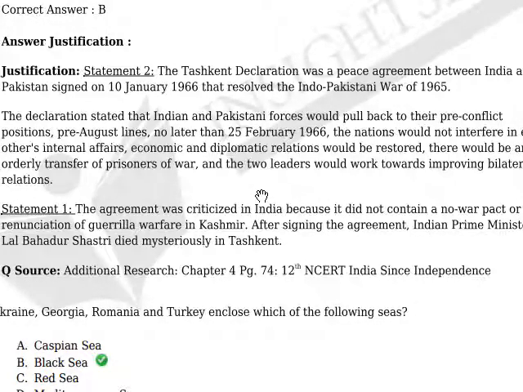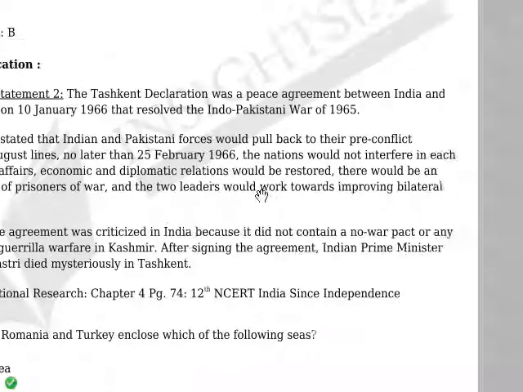And statement 1: the agreement was criticized in India because it did not contain a no-war pact or any renunciation of guerrilla warfare in Kashmir. After signing the agreement, Indian Prime Minister Lal Bahadur Shastri died mysteriously in Tashkent.